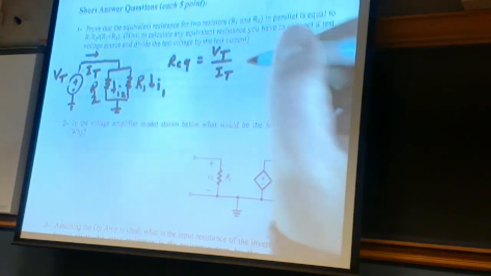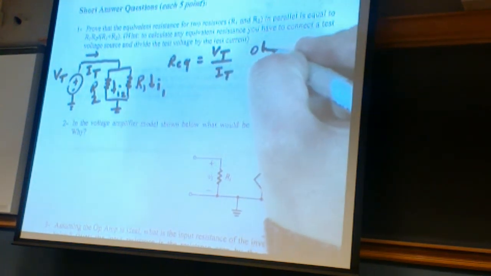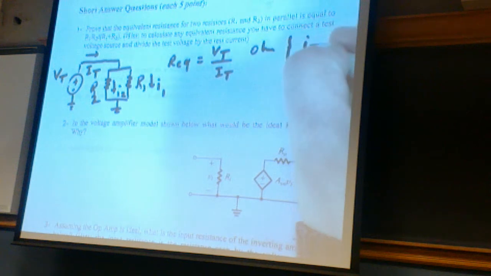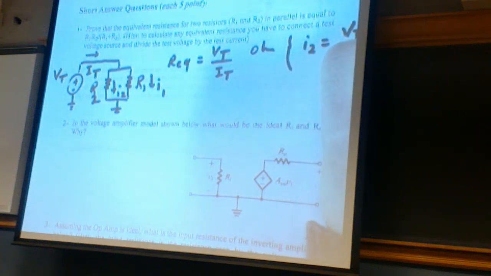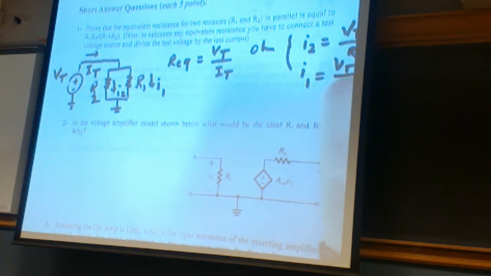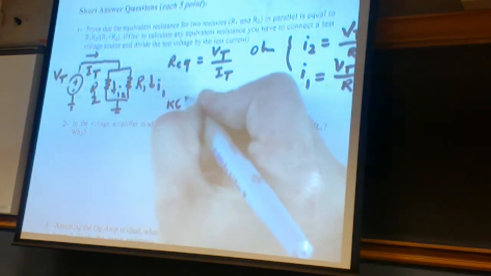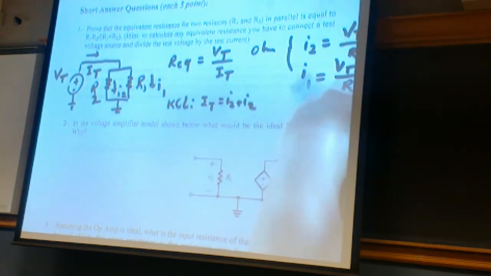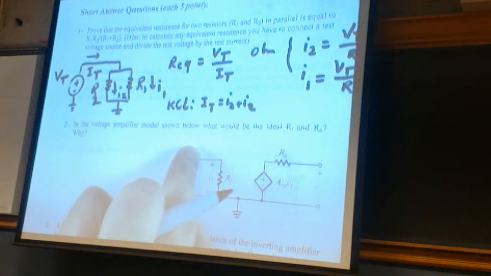Go ahead. I2 equals VT minus 0 divided by R2. Great. I1 equals VT minus 0 divided by R1. And KCL? IT equals I1 plus I2. Okay. So if you leave it right here, I'll give you 4 points. 4 out of 5, 80%.